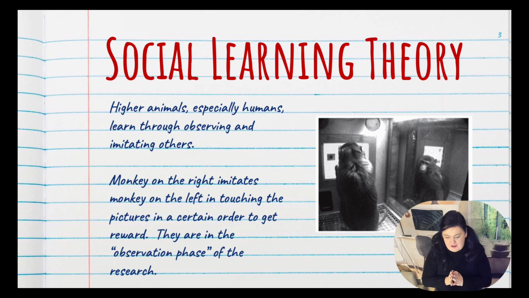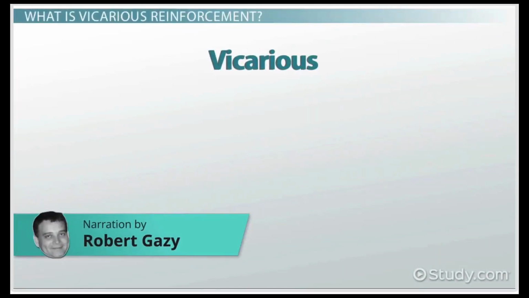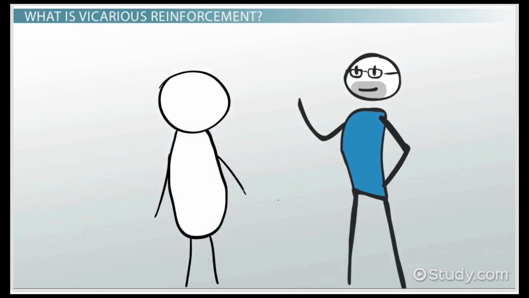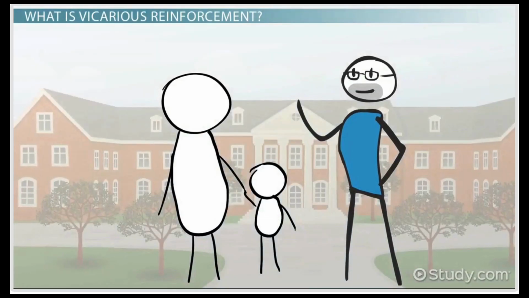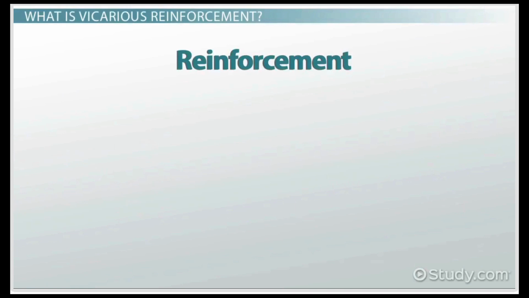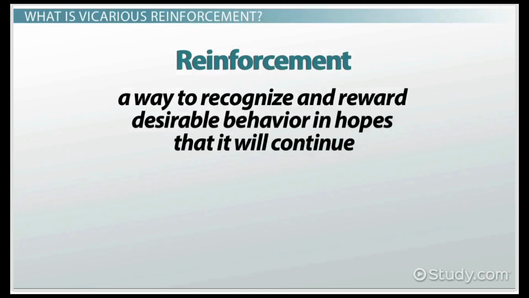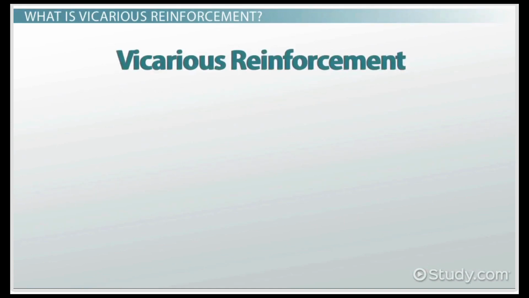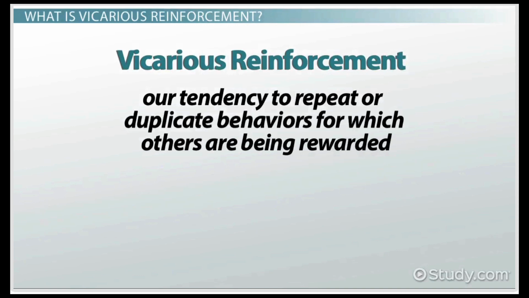Sometimes observational learning is also referred to as shaping or modeling, or other people call it vicarious reinforcement. For something to be vicarious, it has to be something that is experienced through another person. For example, many parents want to live vicariously through their children, hence why they may push their children to do the things they never got to do, like pursue medical or law school. In psychology, reinforcement is a way to recognize and reward desirable behavior in hopes that it will continue. Now, let's put the two together. Vicarious reinforcement is our tendency to repeat or duplicate behaviors for which others are being rewarded.